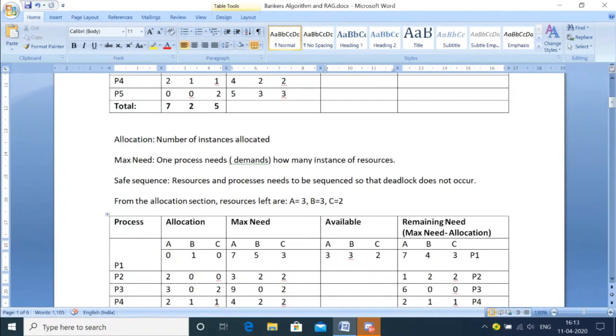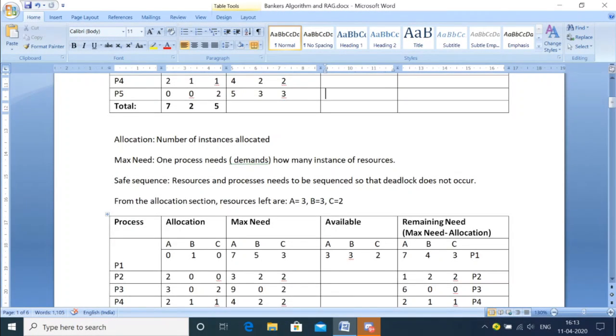332. How did we get 332? We subtracted total instance of A minus the allocated value of A, total instance of B minus allocated value of B, total instance of C minus allocated value of C. So we are getting that value. Okay.